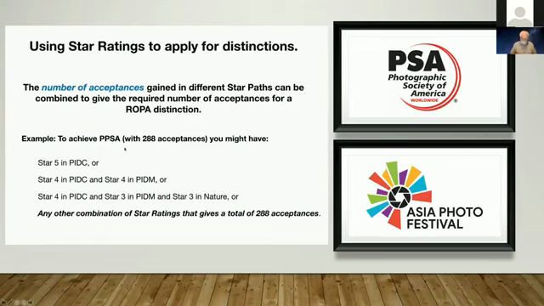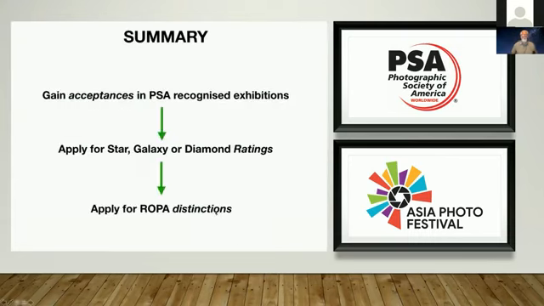When you go online to apply for your ROPA distinction, there's different sections on the web page where you put in the number of acceptances you have in each of the different divisions. And what is important is it comes to the total that's required. So just to summarize the basic process again, you gain your acceptances in PSA recognised exhibitions. You use those to apply for your star ratings or Galaxy Diamond ratings, and then you apply for the ROPA distinctions. 3 separate steps in the process.